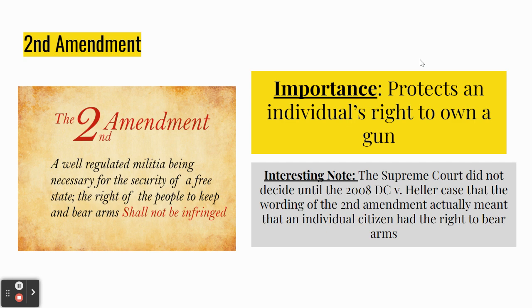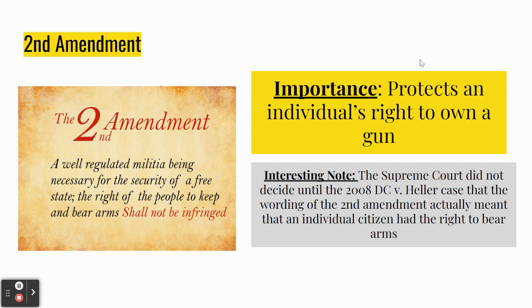So the Second Amendment is the first one that we'll review. This amendment protects an individual's right to own a gun. If you look at the amendment wording on the left-hand side of the screen, different people argue that that amendment gives different groups the right to own a gun. Some argue that it gives a militia the right to own a gun, which doesn't exist anymore, and others argue that it protects an individual's right to own a gun. And it's really a matter of interpretation.